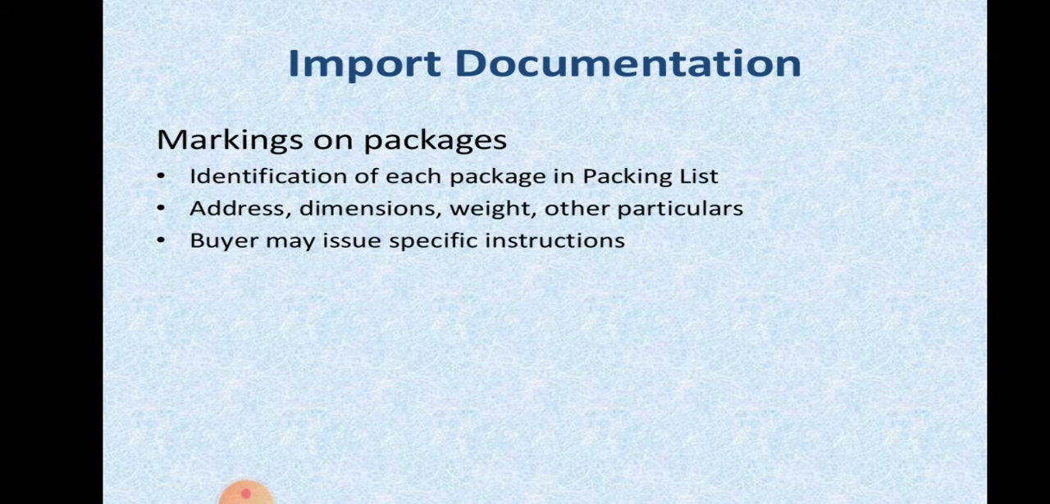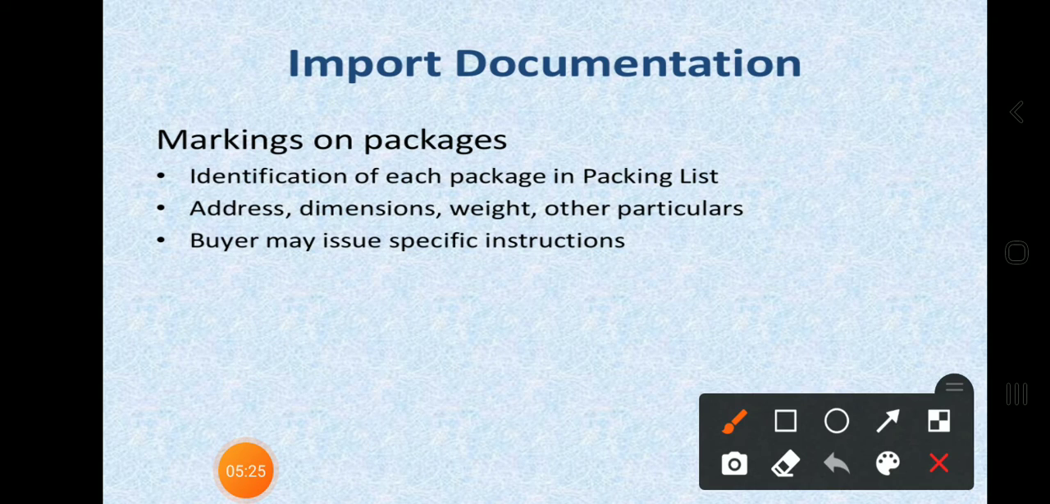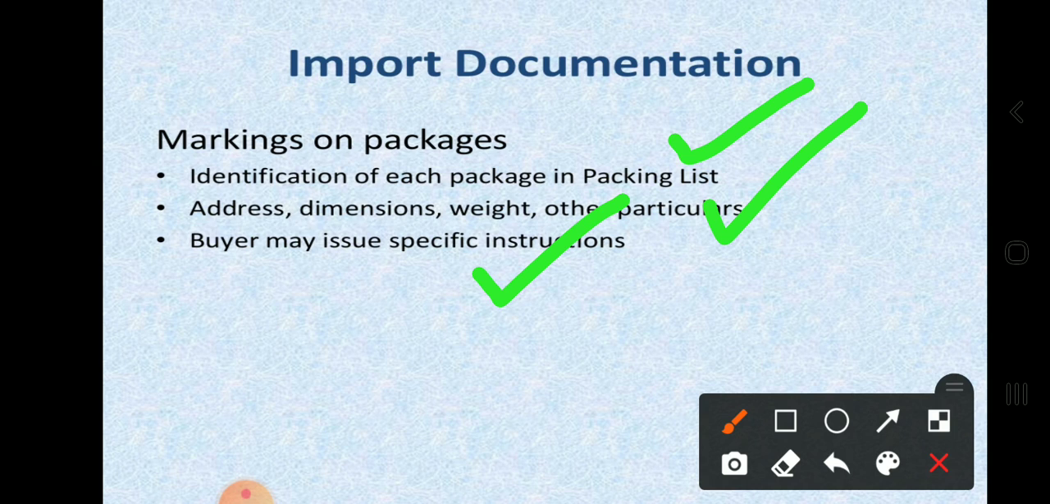Next, we have the last documentation in import: markings on packages. It includes identification of each package in the packing list, address, dimensions, weight, other particulars, and the buyer may give specific instructions. So, these are the various documents required in the import. Thank you.